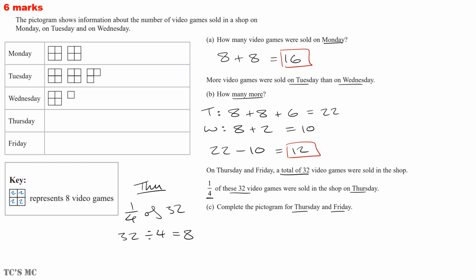That gives us 8. To represent 8, we need to draw a complete 2 by 2 box. And now we have a second mark. For Friday, we need to do 32 subtract 8, which is 24. To work out how many boxes we need for 24, we need to do 24 divided by 8, and we get 3. So we need to draw 3 complete 2 by 2 boxes. And that is our third mark for part C.